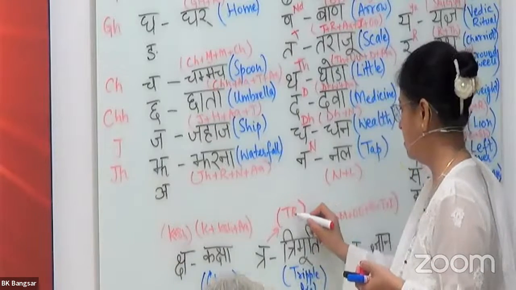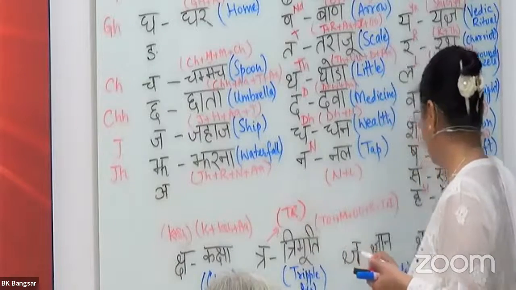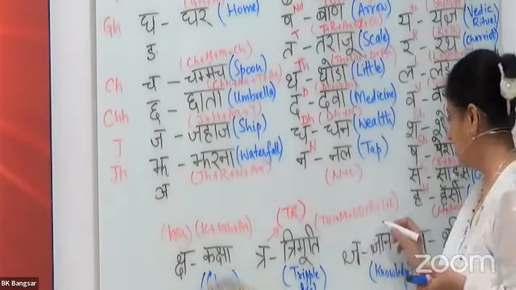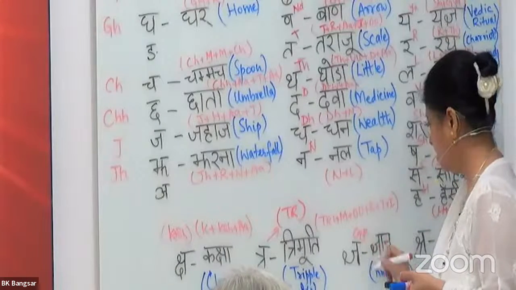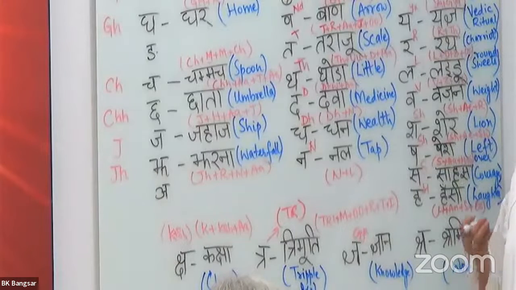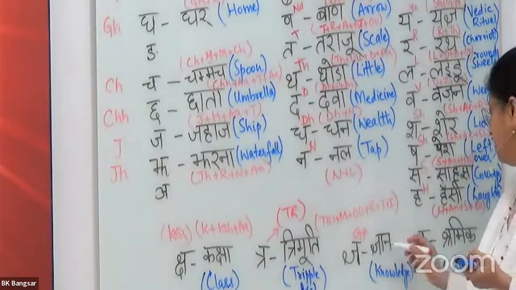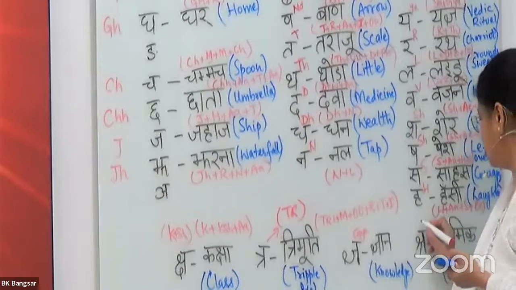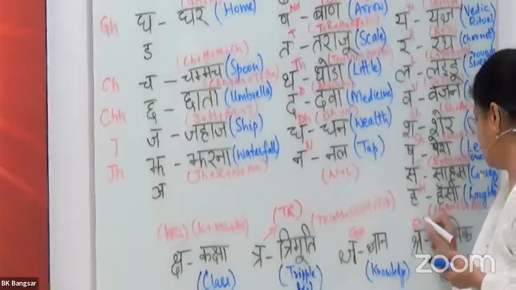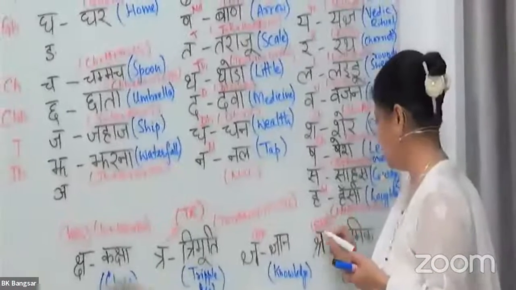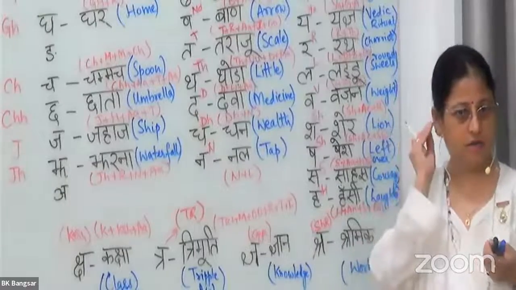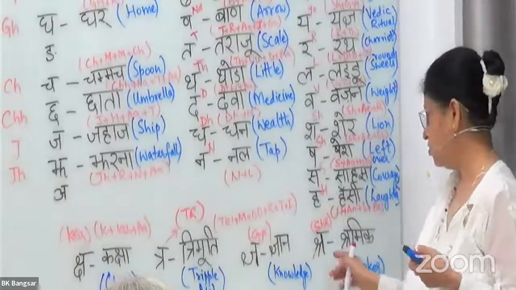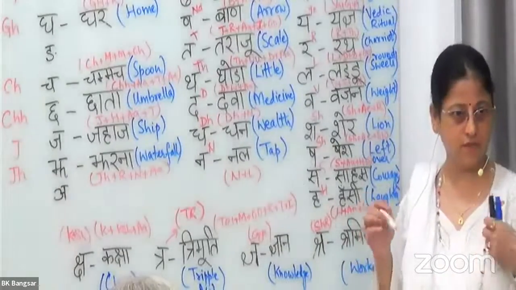Vitra. Then this is gya. Gya. So Gyan, Gyani, knowledge, knowledgeable. And then this is Shra. Shra. Shravan, to hear. Shramik, it's laborer.